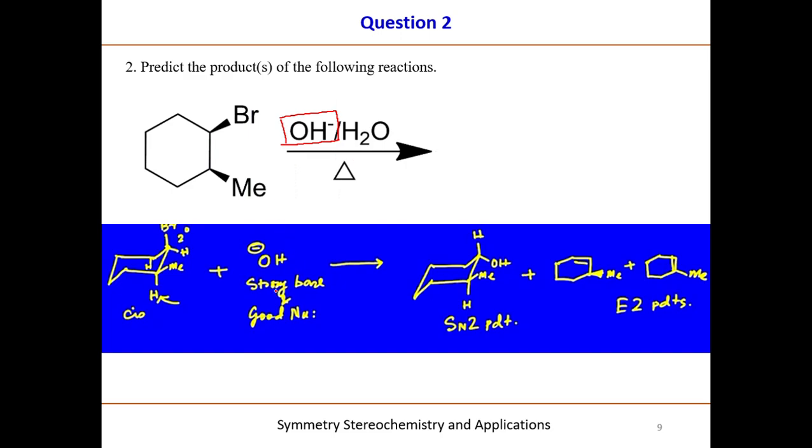Here you can see OH minus is a strong base and good nucleophile. If we write the starting material in a chair form, we will observe that it is a cis isomer. This OH minus will attack from the bottom side, because the bottom side is less hindered and more available for the substitution, and the bromine group will leave from the opposite side, because bond making and bond breaking take place simultaneously in the SN2 pathway. So we will get this as a product. This is the product possible for this reaction.